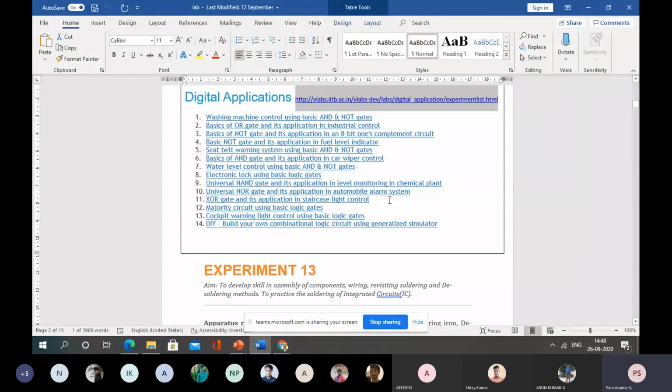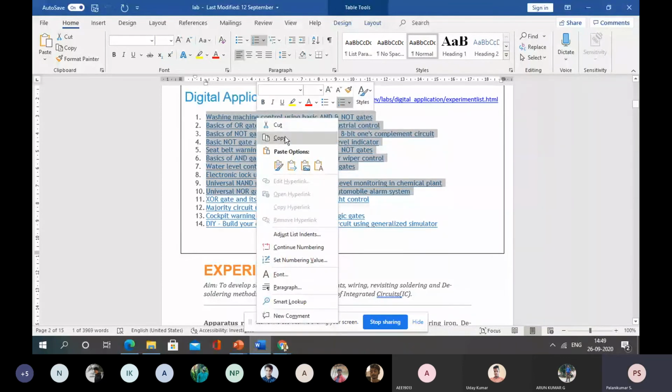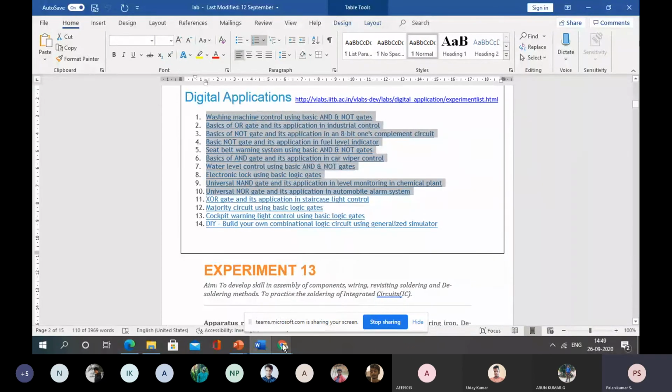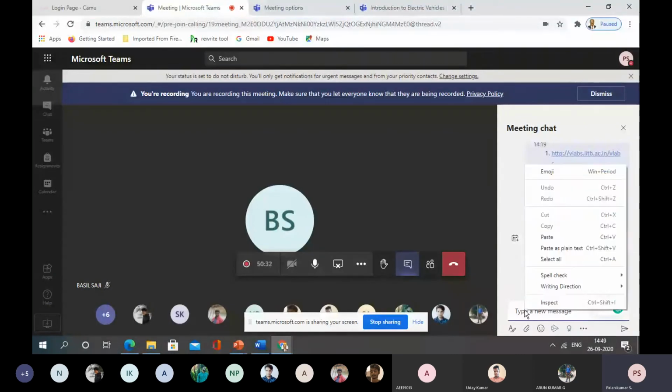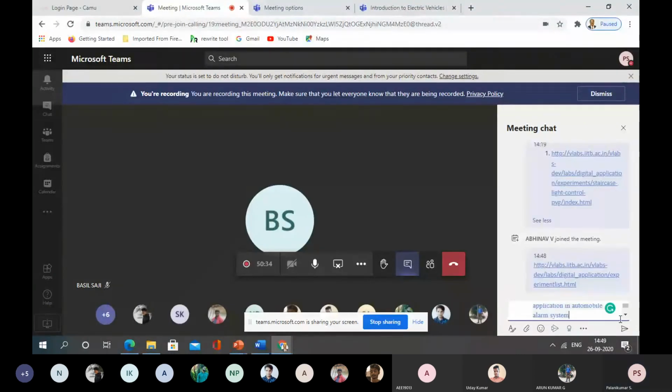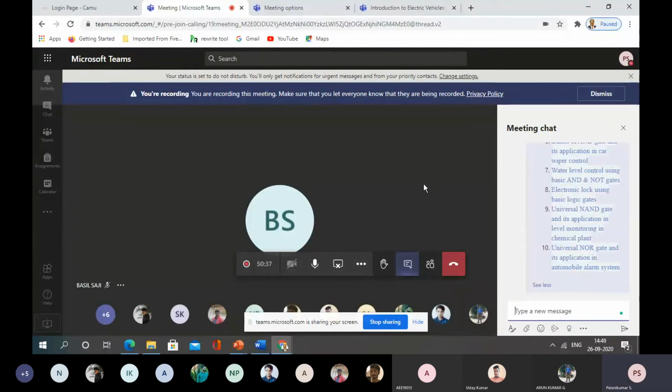We are taking only the first 10 experiments, because we have already seen the staircase and basic logic gates. This has to be submitted as your project work for the lab, maybe at the end of the lab session. So slowly go through your experiment and study them. Any clarification?